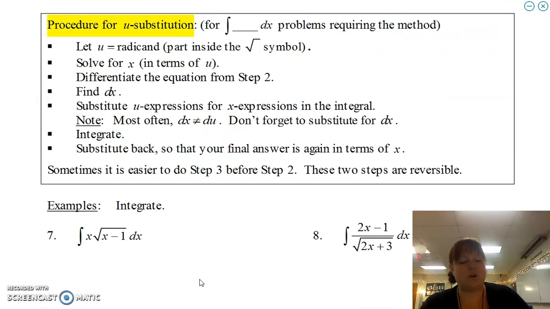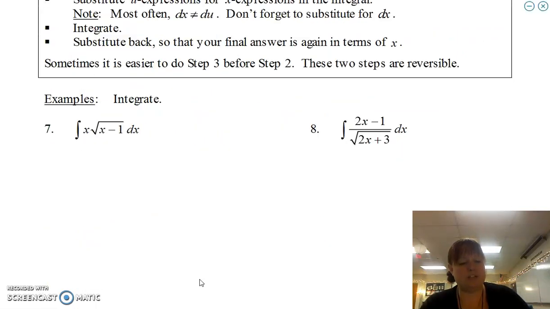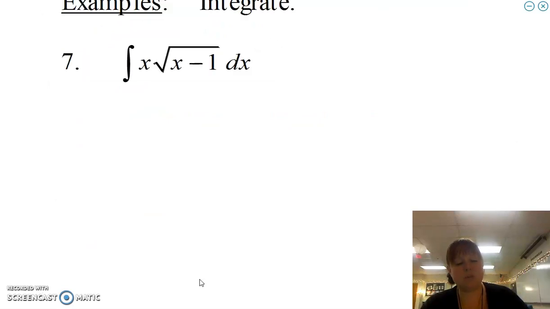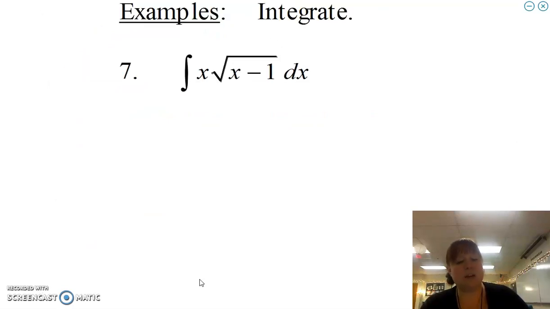Okay, there are steps there if you want to read them, but let's just get right into it and see how this works. So this is something we don't know how to integrate otherwise. We really have no idea what to do at this point because there are two things multiplied together. So we've got to figure out how we're going to substitute in U.